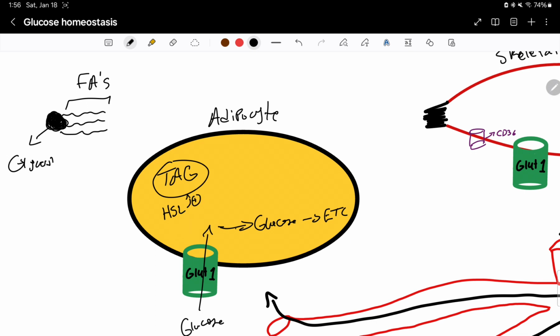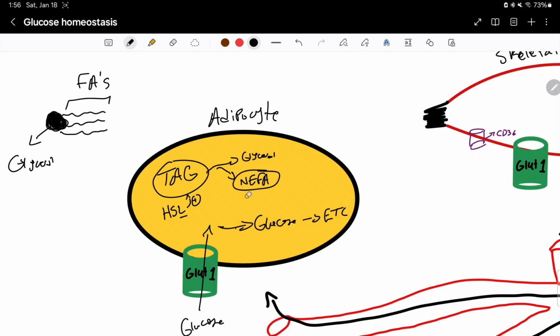So this hormone-sensitive lipase, it's a lipase, meaning what? Meaning it's going to cut lipids. So it's going to take this triacylglycerol, and it's going to cut it, and it will produce 2 things, okay? It'll produce a glycerol molecule, and it'll produce a non-esterified fatty acid.